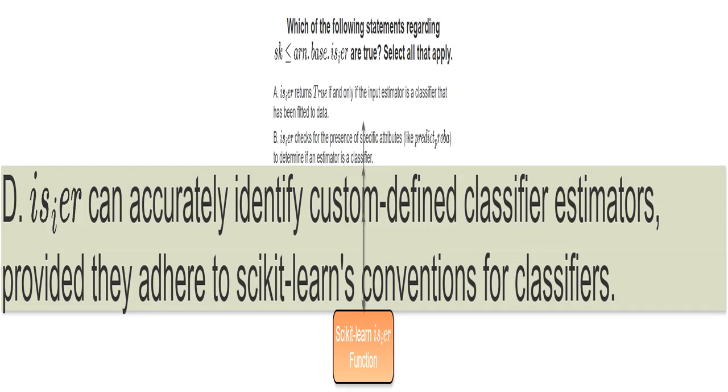This is also true. Even if you create your own classifier, is_classifier can still recognize it as a classifier, as long as you've built it following scikit-learn's rules. This means that your custom classifier should have the necessary functions like fit, for training, and predict, for prediction.